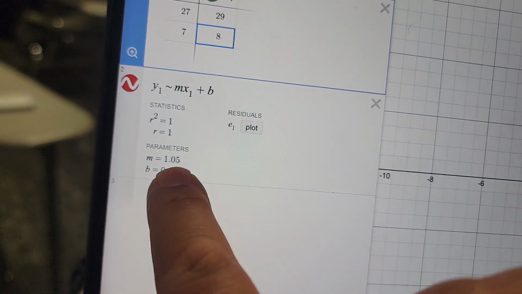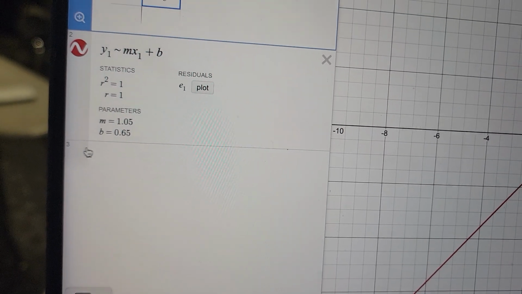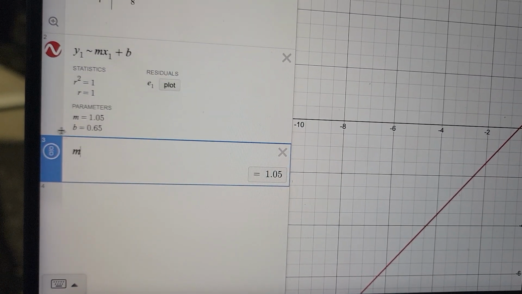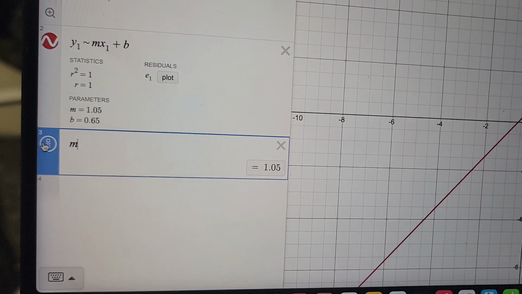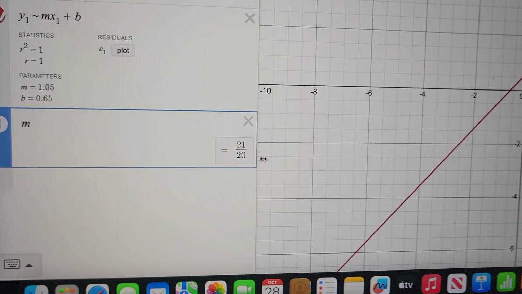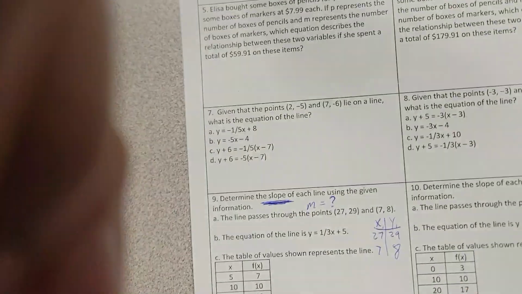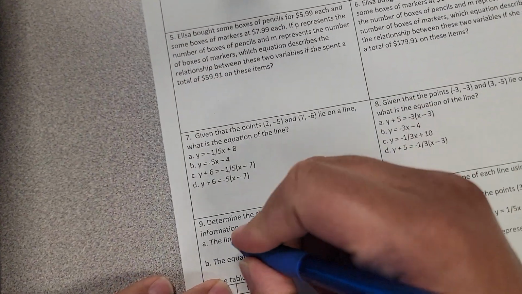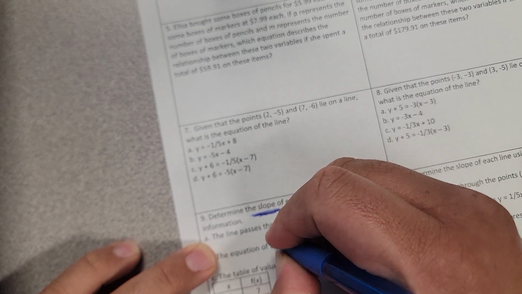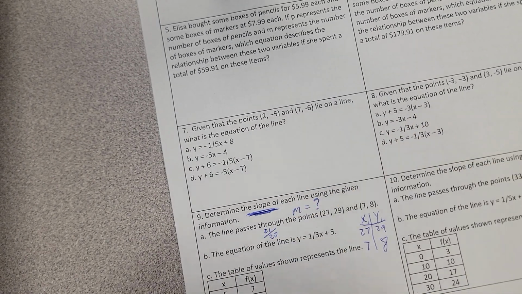My slope is 1.5. Now, whenever y'all get a decimal, all right, you see this decimal right here? I'm going to push M. And I want to turn it with this little button to the fraction. So it's going to be 21/20. All right, so this one, the answer for 9A is 21 divided by 20. Okay?